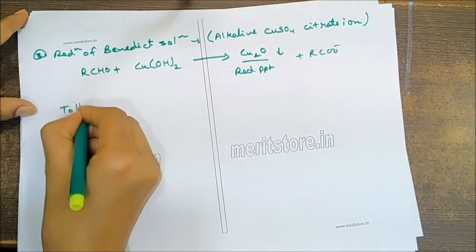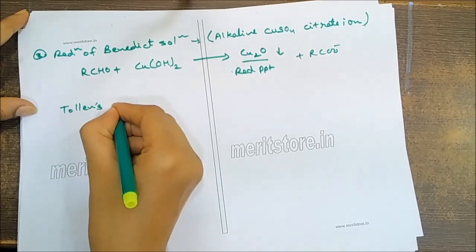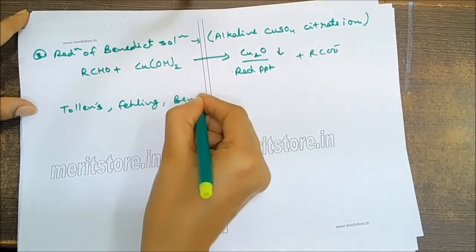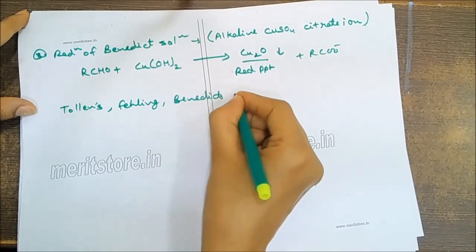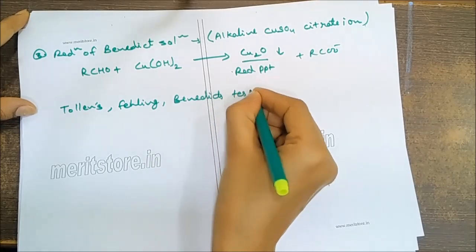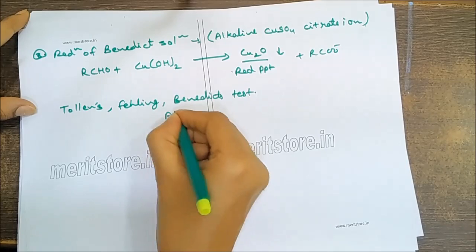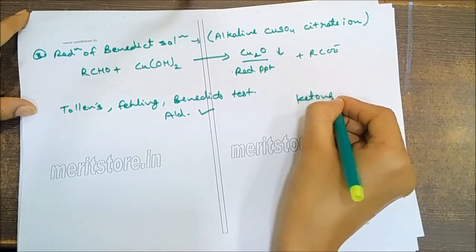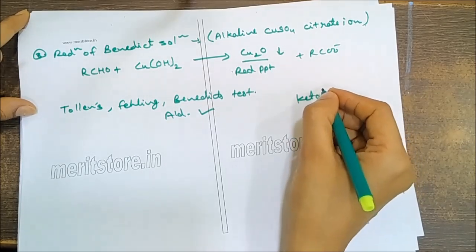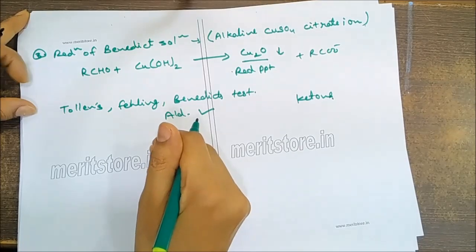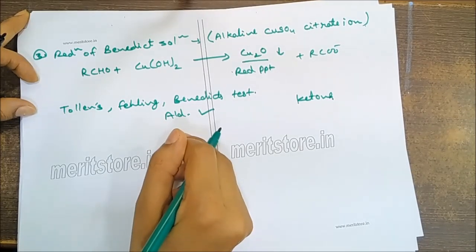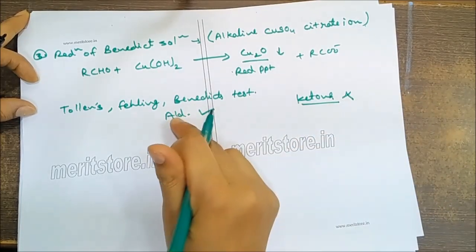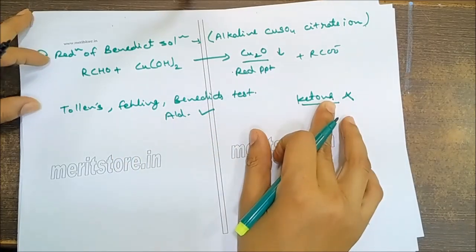Now Tollens test and Fehling's test and Benedict tests are only given by aldehydes, not by ketones, because these are weak oxidizing agents and not capable to oxidize ketones. So this test will be given only by aldehydes, not by ketones.